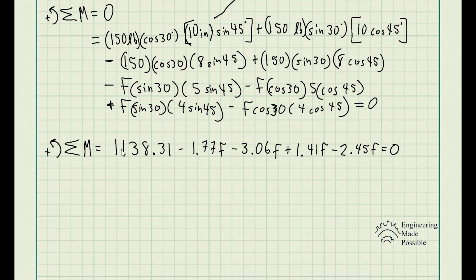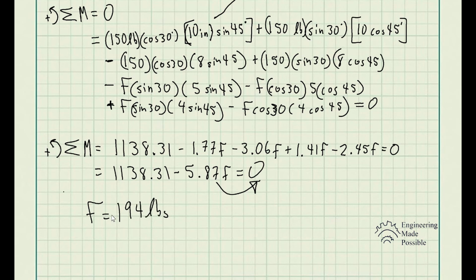Once we add all these numbers, it's 1138.31. Take away these constant coefficients along with the force F here, and we just add the F's together, which gives us 1138.31 take away 5.87F is equal to 0. Then we move the F to the other side and divide both sides of the equation by 5.87. That finally leaves us with F being equal to 194 pounds. So this is finally our answer after all that work. Sometimes it could be simple and easy, other times it requires multiple steps to get there.